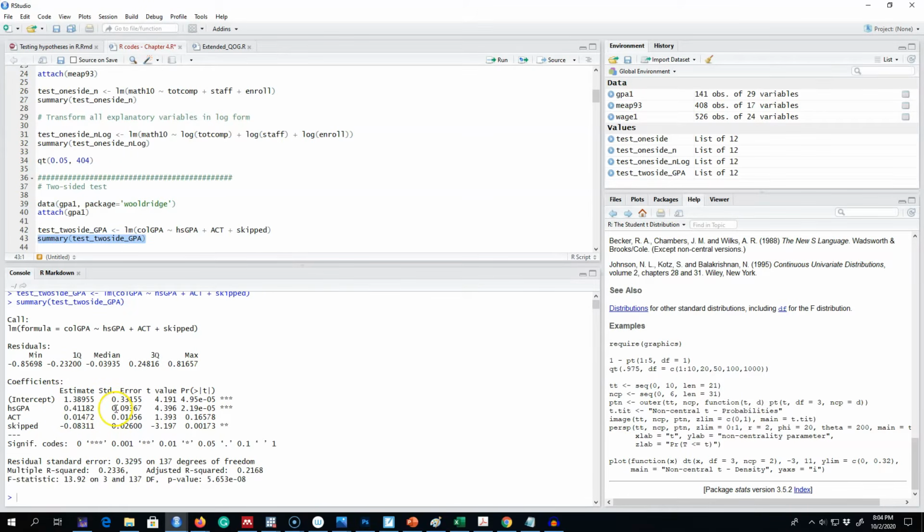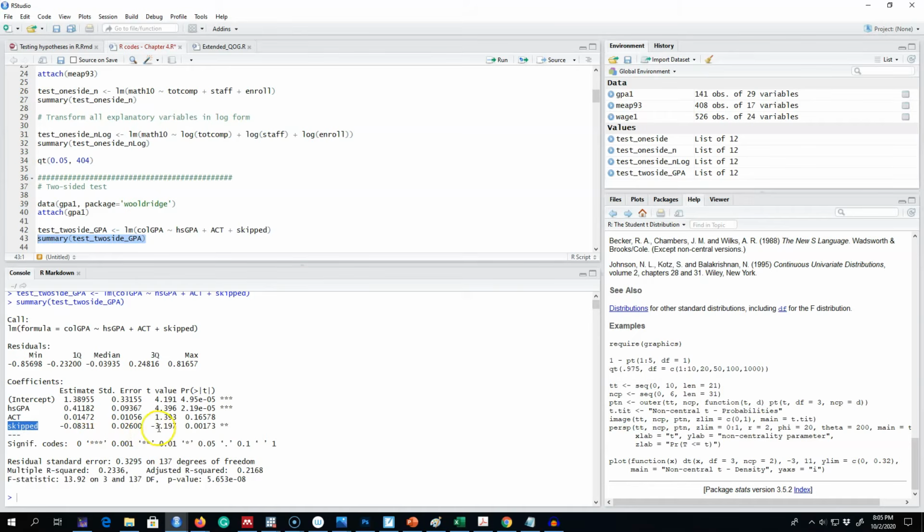We don't need to calculate t-values again because the t-values are already reported here, and again the t-value is the coefficient value divided by the standard error. High school GPA is statistically significant because the t-value is 4.39. Actually, this is statistically significant at 1%. I'm going to talk about that 1% in a minute. ACT score is statistically insignificant because the t-value is 1.39. This is not even statistically significant at 10%.